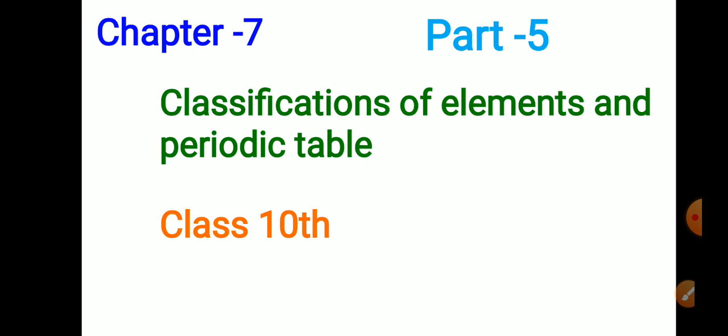We started classifications of elements and the periodic table from class 10th. This is part 5. In this video, I'm going to tell about atomic radius and how it varies in periods and groups, and the differences between atom and ion with examples. Let us start our video with atomic radius.